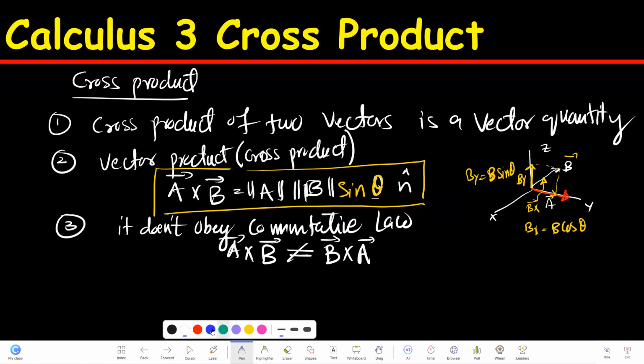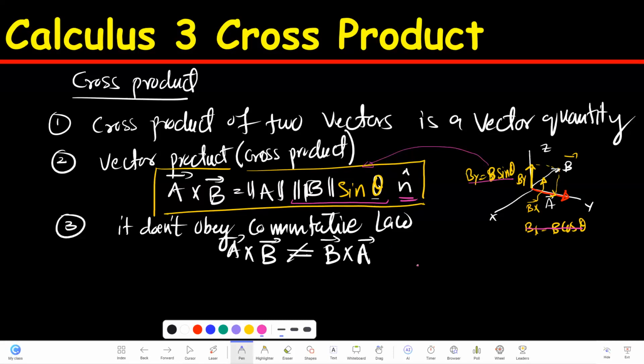Now talk about what is n. Let me change the color of n, maybe this pink color. n is perpendicular to both A and B, or both components of A and By. So you see this component is completely gone because it is parallel to A. Only this component moves here, right? This component.